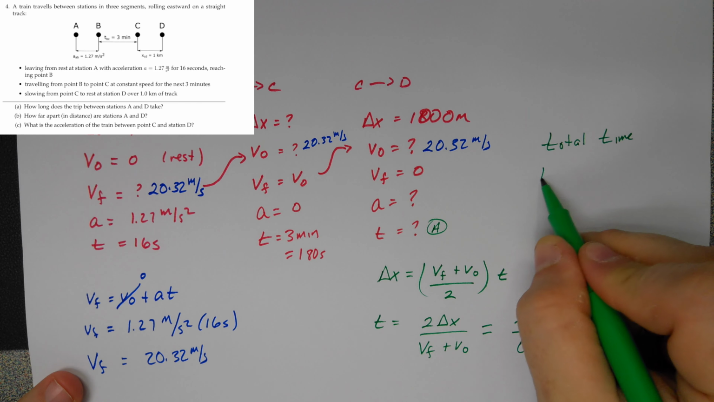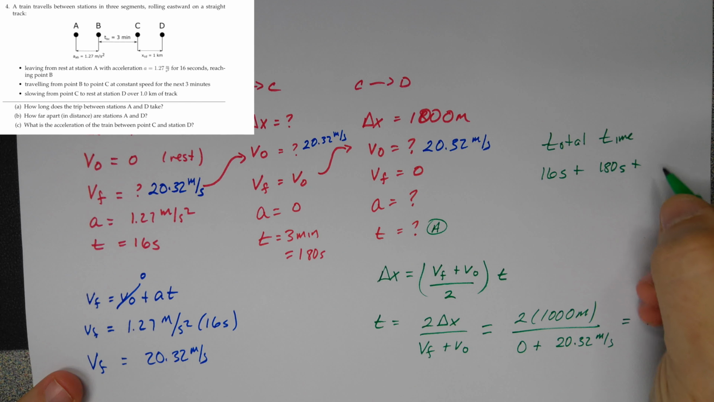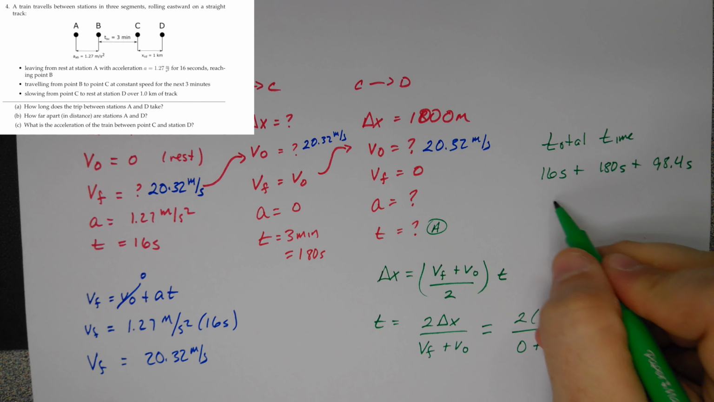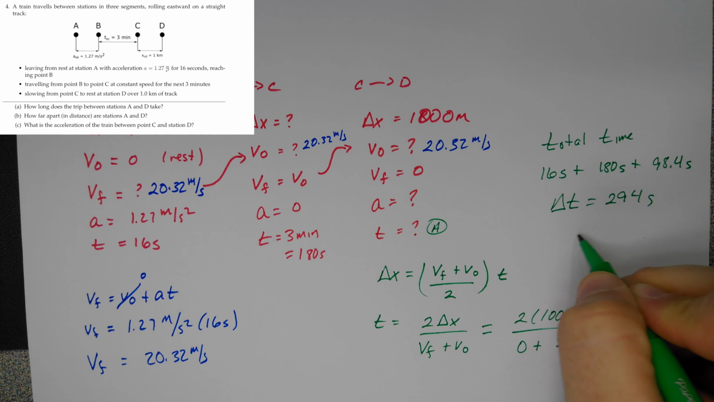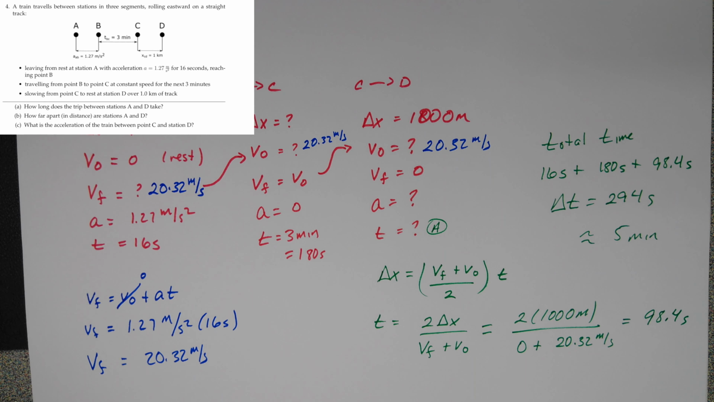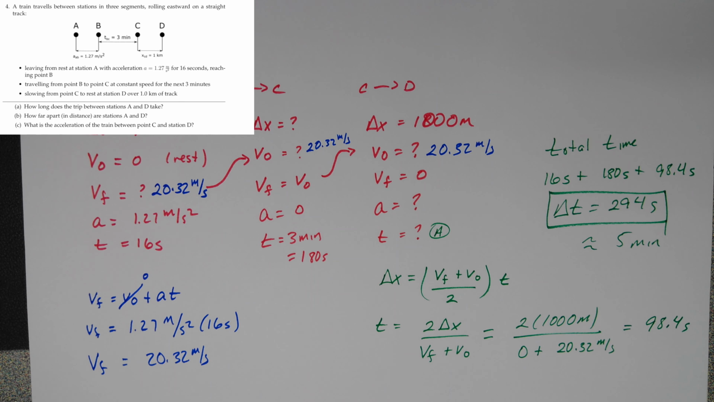So now the total time is going to be 16 seconds plus 180 seconds plus 98.4 seconds. I get delta t is 294 seconds, which is almost 5 minutes. 5 minutes is 300 seconds. If we divide by 60, it'll be 4.91 minutes. So this is our answer for part A. Hooray!